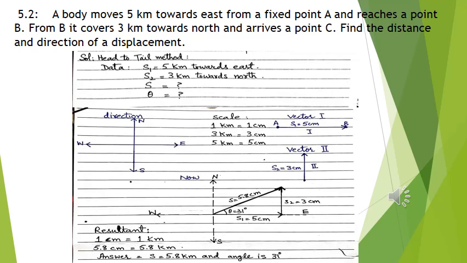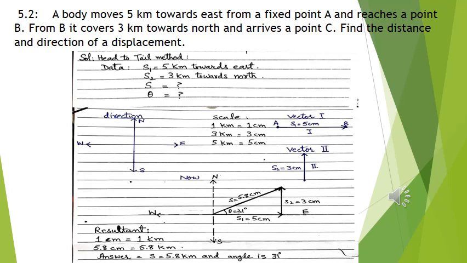So here we will mark S1 and S2 for these two vectors. Now S1 is equals to 5 km towards east and S2, second displacement vector, is 3 km towards north. In this case we have to find the distance and direction of the displacement. S is equals to question mark and theta is also you have to find, so put a question mark in front of it.